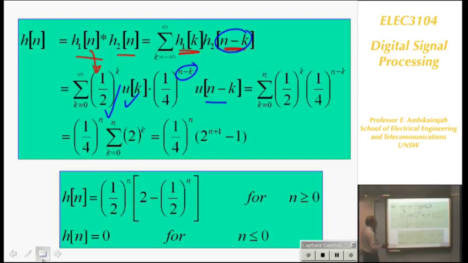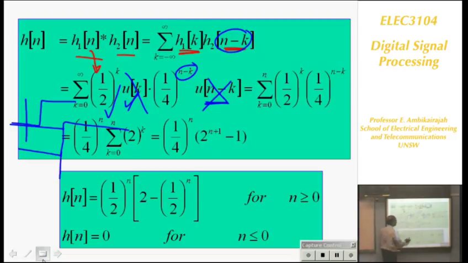You have done that. Once you have done that, you multiply these two together. So this is half to the k, this is 1/4 to the n minus k. Now I'm going to remove this one and this one, so I need to find out up to when I can remove. u[k] means it is at the kth place. u[n minus k] means it goes up to n minus k. So this is somewhere here. Oh sorry, let me start the other way around, that's easy.